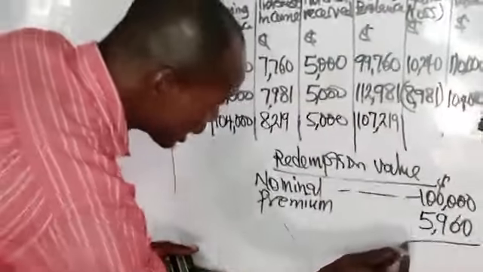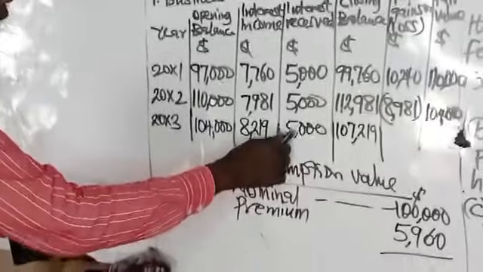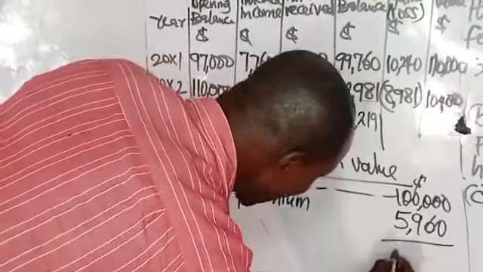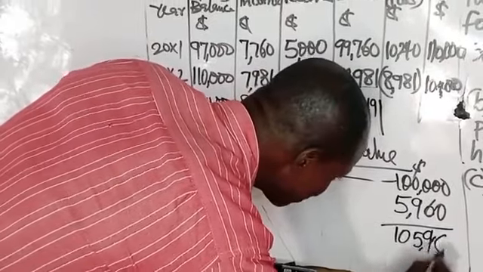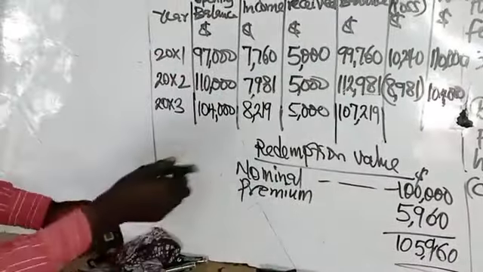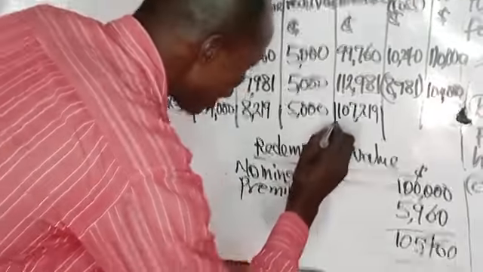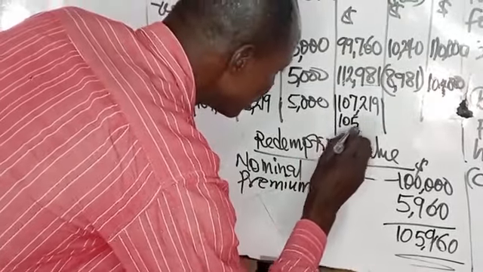You don't need to consider the interest received since you have dealt with that here. So the total is 105,960. This is what you are supposed to have here.